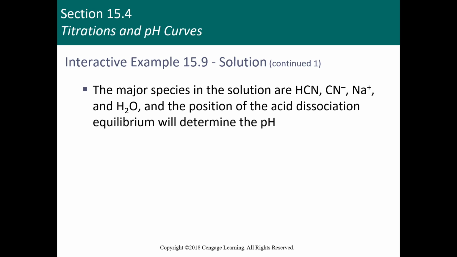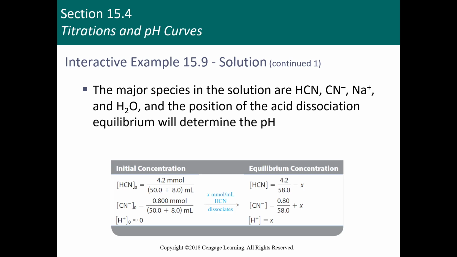All right, now your major species in solution after this reaction has occurred are your HCN, your CN-, your sodium, and your water. The sodium won't matter, we don't need to worry about that. So the position of your acid dissociation equilibrium will determine your pH. So we can go ahead and calculate our concentrations now after that stoichiometric reaction.